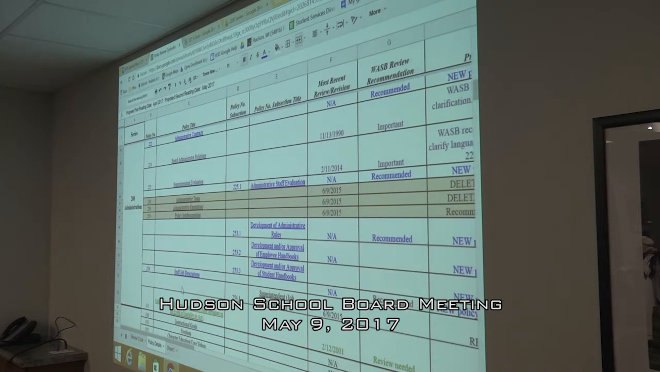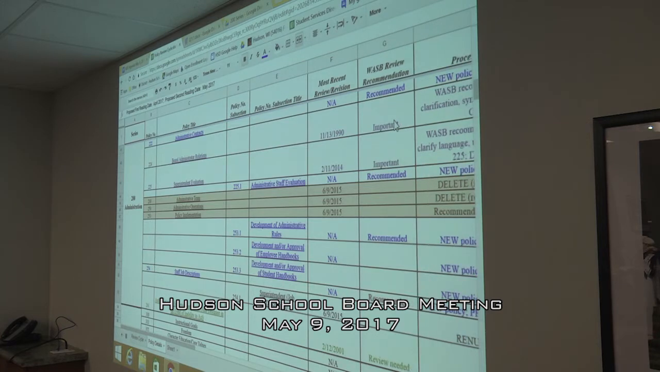Okay, and so this WASB review recommendation, one says recommended, the other says important. Yes. It doesn't mean the ones that say recommended aren't important. It just means it's more highly recommended that you use their language. Well, those were existing ones, and so I just came up with those categories. The recommended was recommended new. Everything in blue is new. The purple, I know there are lots of colors, are the ones that they're recommending revisions.